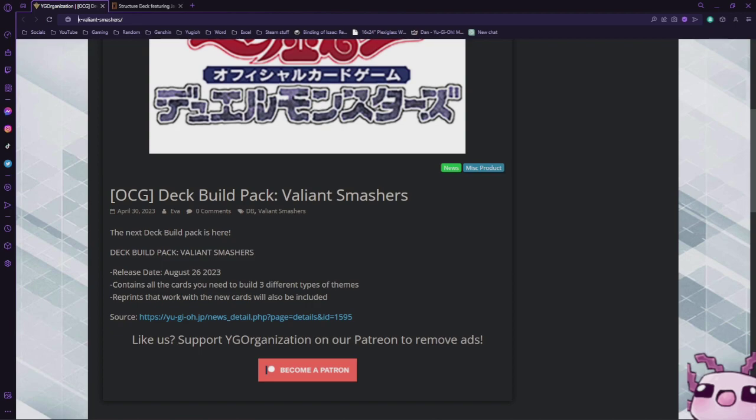And this contains all the cards you need to build the three different types of themes, and the reprints that work with the new cards will also be included. So this is a different way they're handling this, where instead it's broken up into multiple sets, maybe. It's all going to be in one actual set.